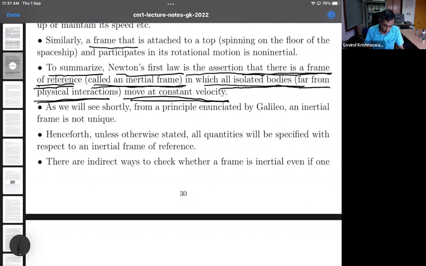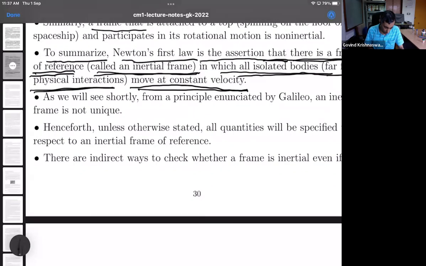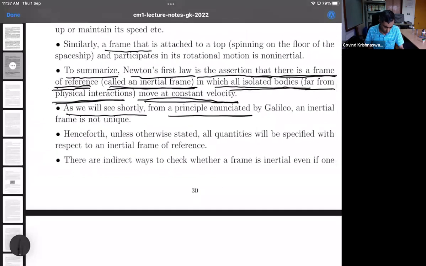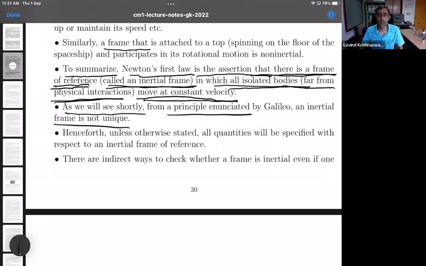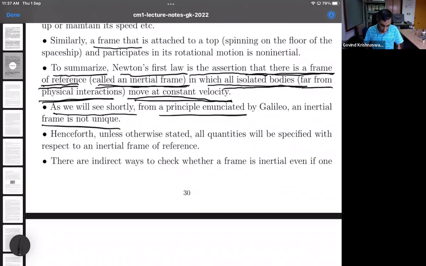You may ask the question, is that inertial frame unique? Well, the answer is, as we will see shortly, from a principle enunciated by Galileo, an inertial frame is not unique. So there are many inertial frames. If you find one, you can find others by a procedure Galileo has taught us. So I have just stated Newton's first law. Please come back with your questions or requests for clarification. Anything?